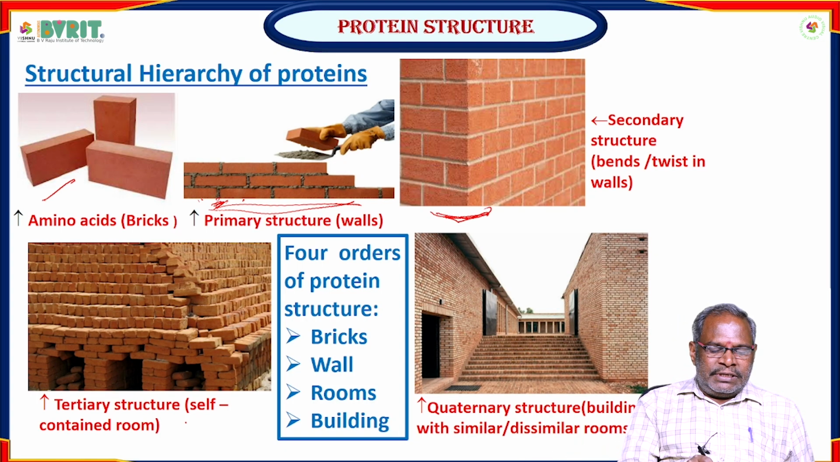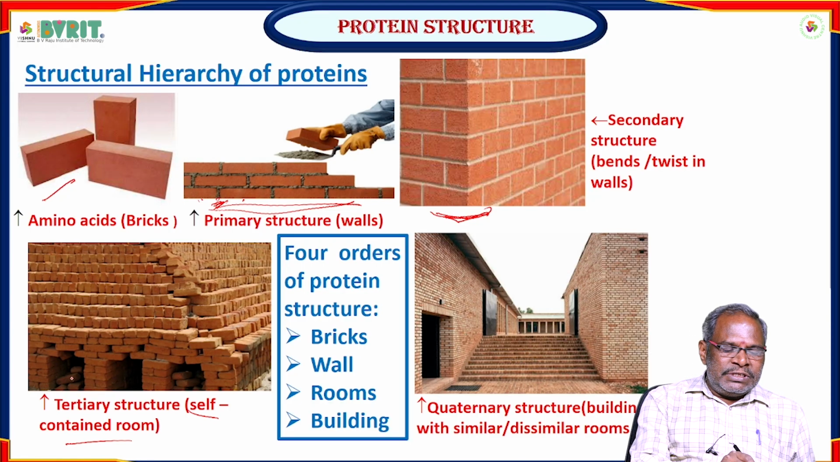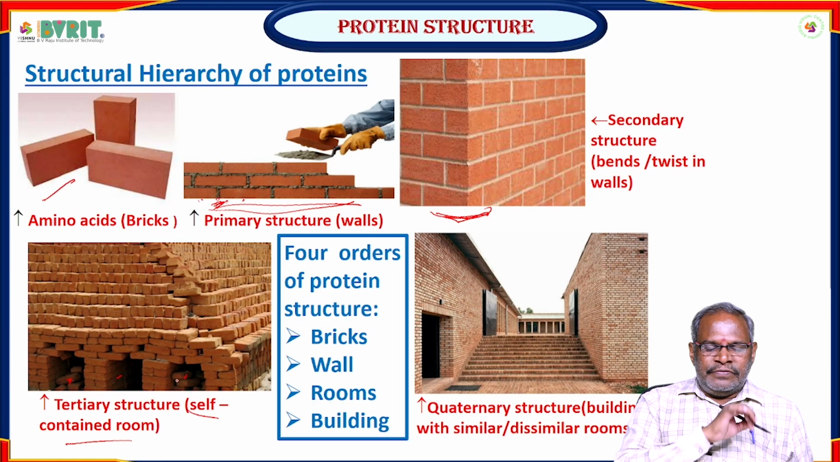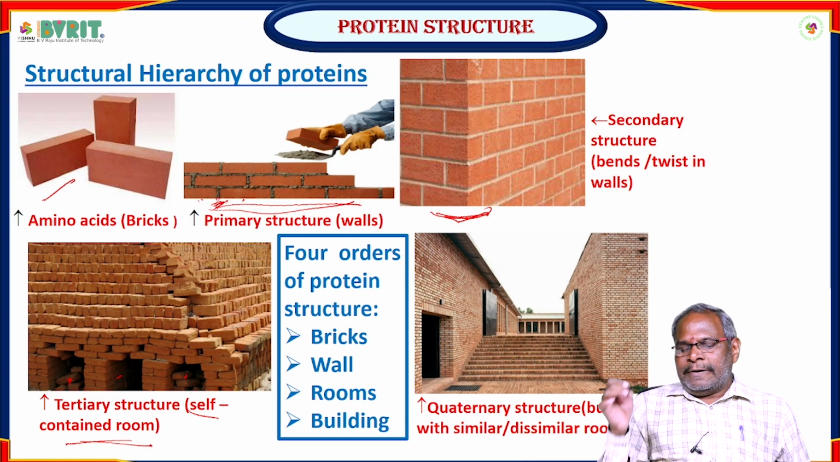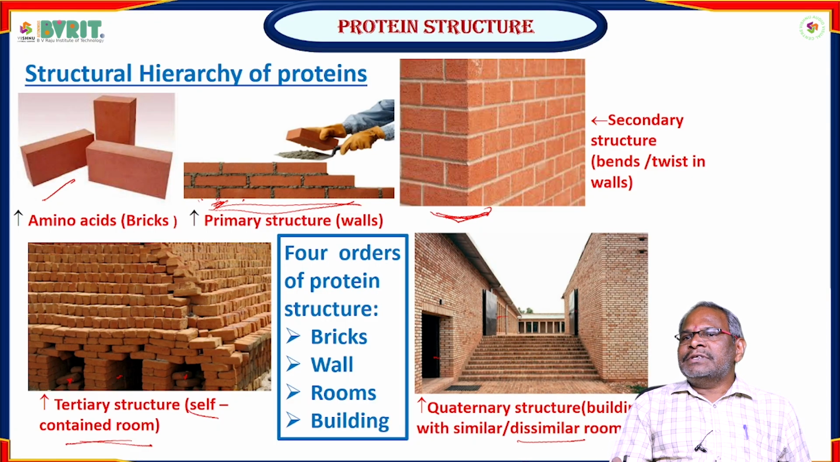Coming to the tertiary structure, these are self-contained rooms. This is the third level. The self-contained rooms are the tertiary structure, the conformational arrangement of the alpha helices and beta pleated sheets. That is called the tertiary structure, or the 3D structure, or the conformational structure of the protein. Coming to the fourth, the quaternary structure is building with similar and dissimilar rooms. Two alphas and two beta pleated sheets are arranged together, the brick type of arrangement and the rooms, or house type of arrangement, is called the quaternary structure.